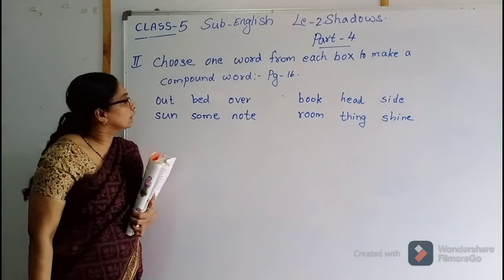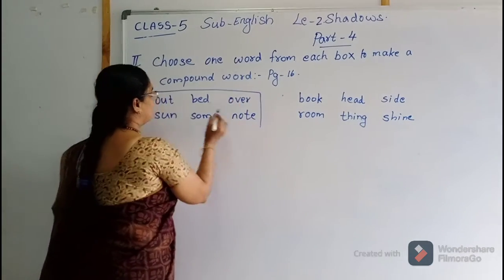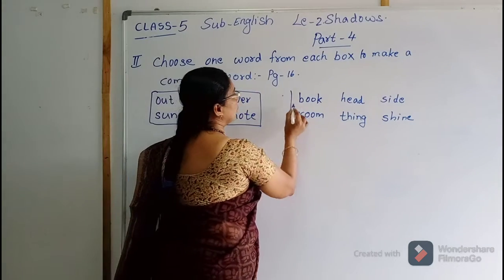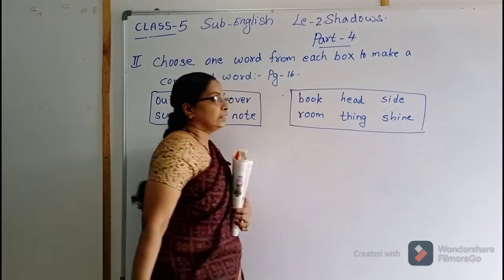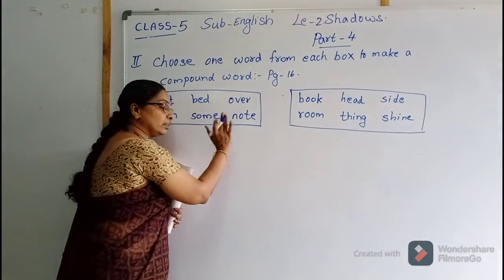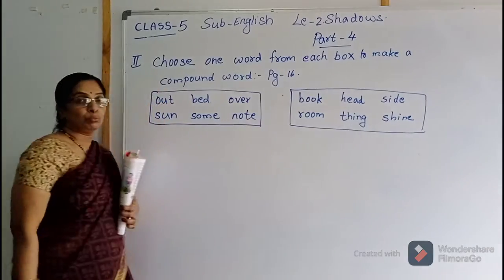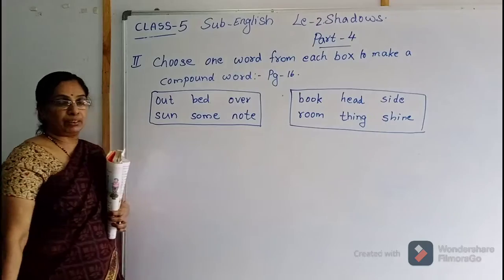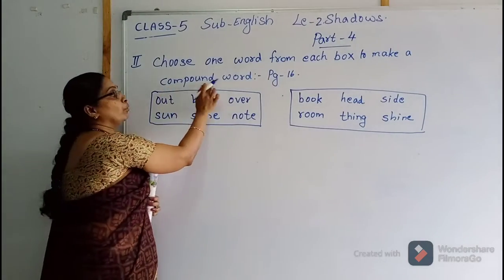We are getting some words here. This is the first section. This is the second section. We are getting 6 words from each section. We should find a meaningful word from these 2 boxes. From here one word and from this box one word. That is, we should get a meaningful word. That is the compound word.